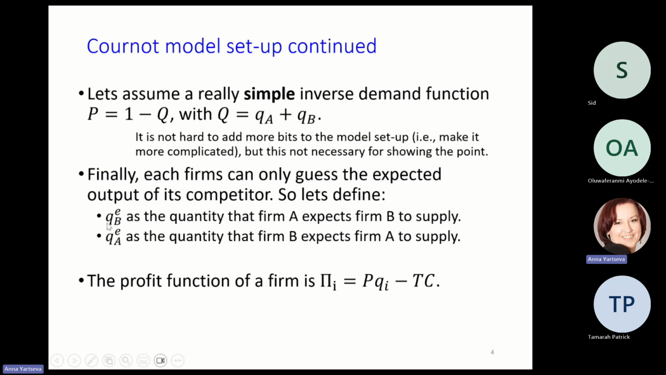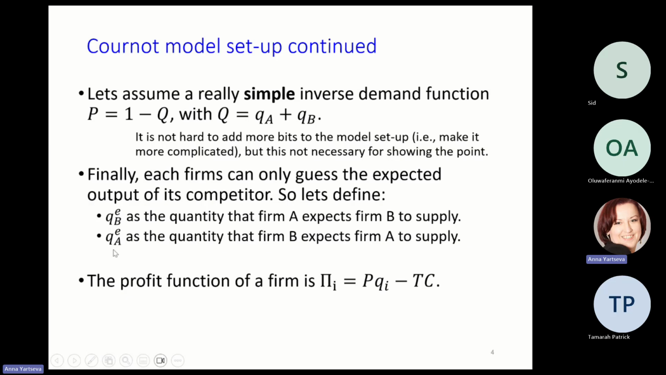For example, QBE with this particular notation is the quantity that firm A expects B will supply. So this is the quantity produced by company B, right? But we don't know this quantity for sure yet. We expect that company B will produce this quantity. And likewise, this particular notation, QAE, will denote the quantity produced by company A, which we anticipate.